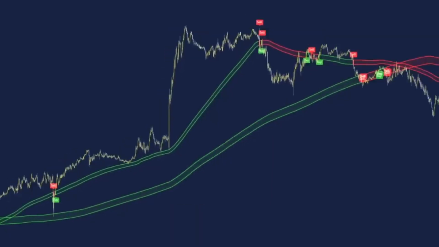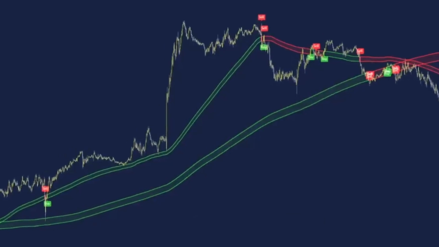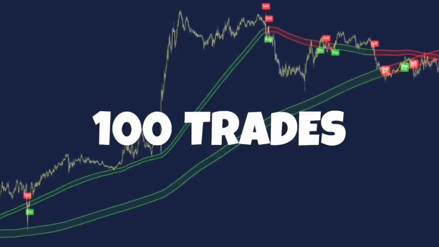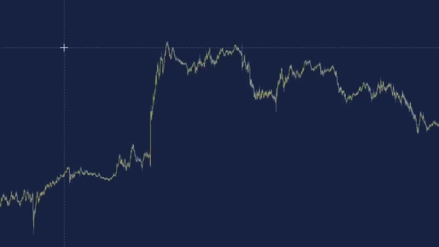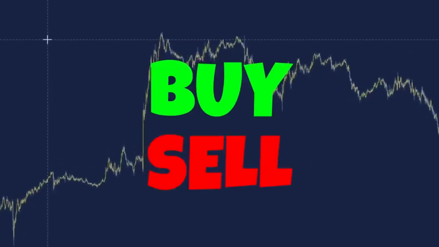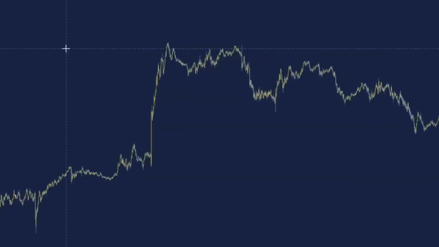But let's get straight into this strategy so I can show you exactly how this indicator takes powerful, perfect signals, and to show you the results that I got over 100 trades. There is actually only one indicator that we'll be adding to the chart. This is a very powerful buy-sell indicator on TradingView, and I'll show you all that in a minute.